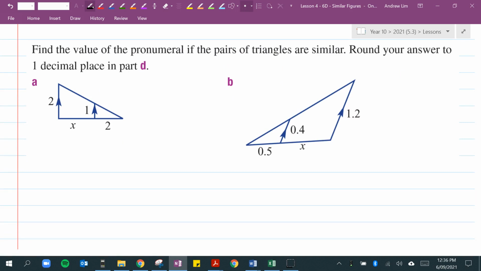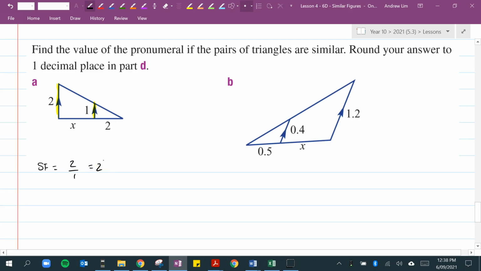Okay, question A. These two triangles are similar, so we need to find x. Well, there are two triangles here. We've got this small one, and we've got this larger one. Because we know that they are similar, the sides have to be in the same ratio. So what is that ratio? What is that scale factor? Well, I know that this side here corresponds to this side, so the scale factor has to be 2 over 1, which is 2.